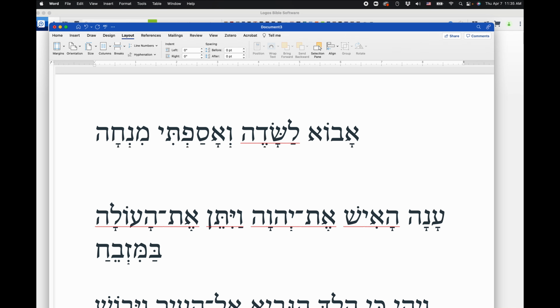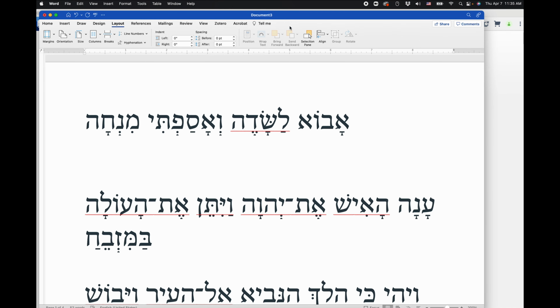All right. You guys can see the Hebrew up here in Word, correct? Okay. I'm not always sure if I'm sharing a screen or just a window. So, all right. This one here, we've got avo. Let me get rid of the squigglies. And I hate that it cuts off the vowels, but we'll figure it out. So, avo la sadeh ve'asafti mincha.